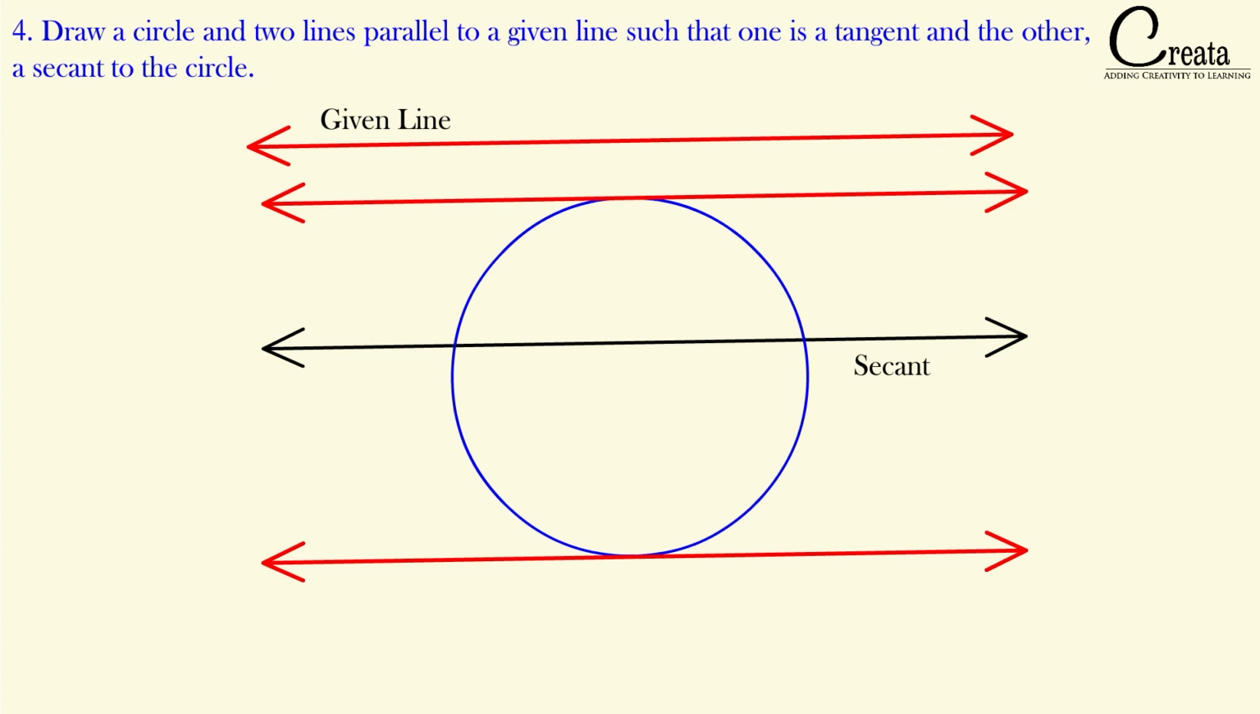Further, let's draw the tangent parallel to the given line. We can have two tangents parallel to the given line for this circle. A circle can have two parallel tangents as we have discussed in the question number 2. So these are the two tangents which are parallel to the given line. You can retain any of the tangent that you like. Let's retain this one. So that is the answer. We have drawn a tangent and a secant which is parallel to the given line. So we have done with the question number 4.